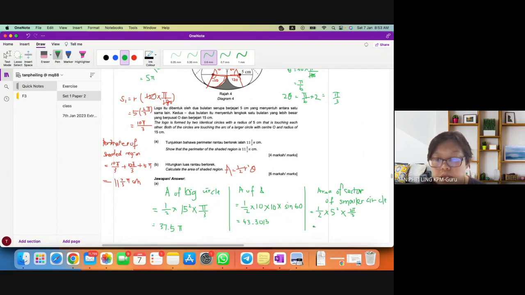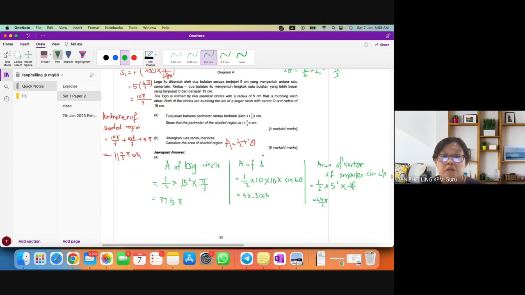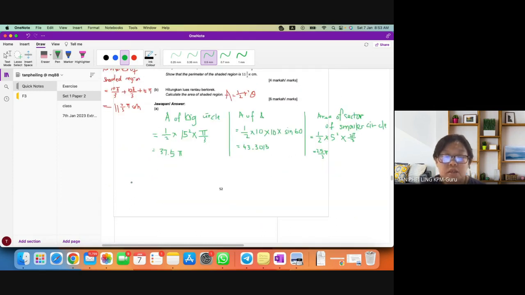Okay, so let's do it, where we have 0.5 times 25 times 2 pi over 3. We keep it in pi first, remember. Why? So that later on only you deal with that. So you have 25 over 3 pi. Okay, so be very careful. This one is just for one of them. This one is just one only. Okay, so now area of big circle you have.